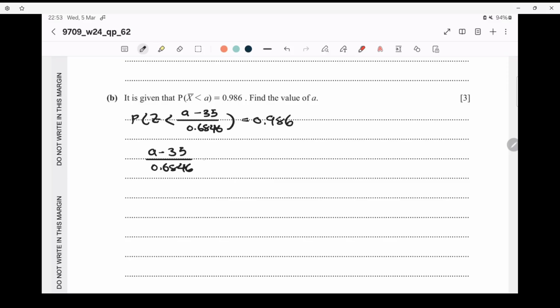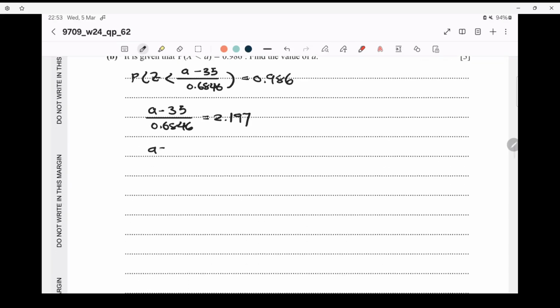That should be 2.197. So A will be equal to 2.197 multiplied by 0.6846 plus 35. This will be 36.5.